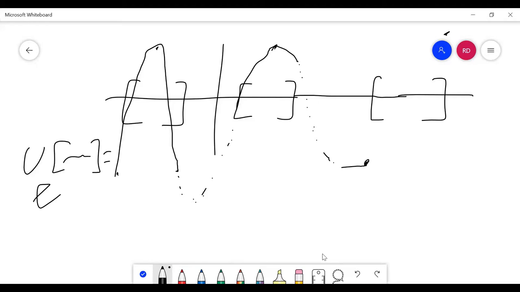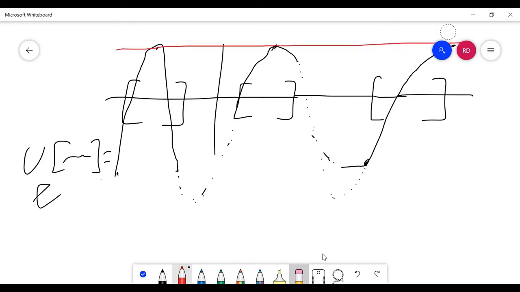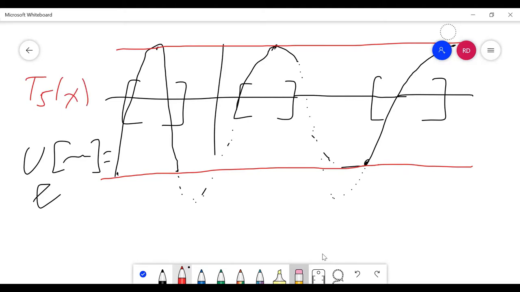It went down farther than that. It went down to here and then back up to here. This one's drawn a little too high. Remember, they should all be at the same height. So pretending I drew this absolutely perfectly, if this was T5 of X, then what was E5?